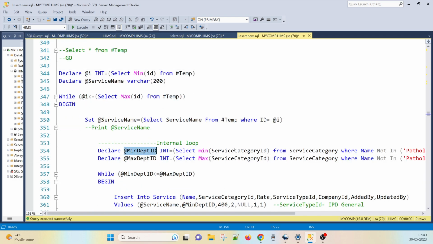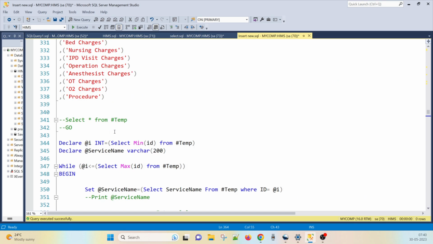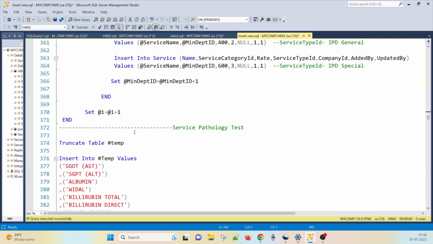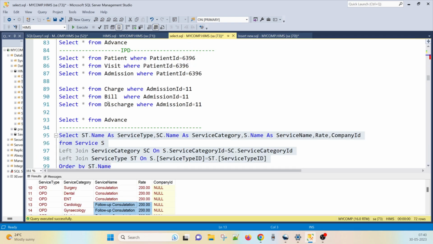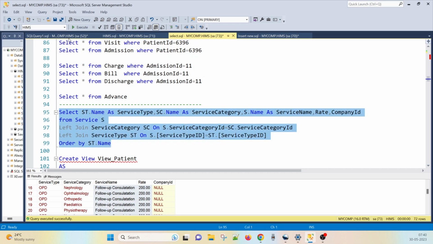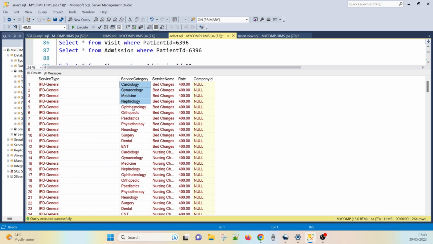And same for the department ID, you can specify the service category ID as well. And as I said, I mentioned a hard-coded value in the service type ID, whatever that rate is, then for IPD special there is a value of three. Correct. So I will insert those records for the IPD. Previously there were 72 records and right now if you select it, there are 264 records.